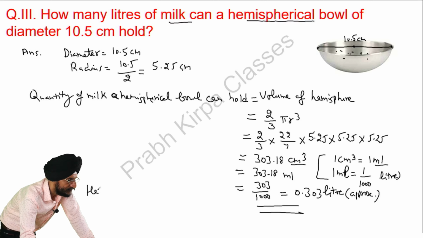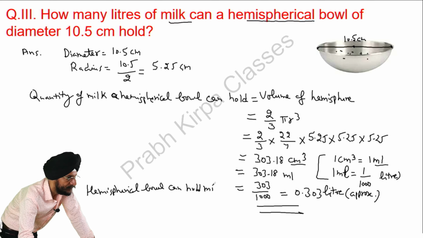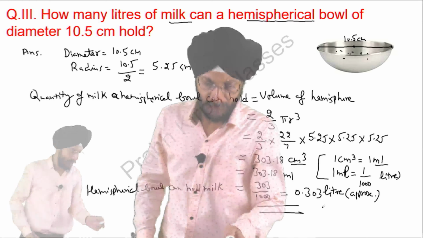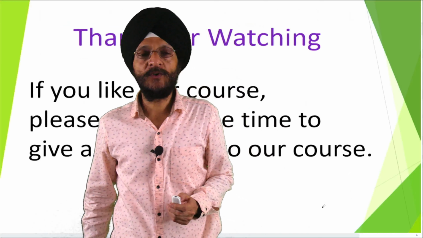Hemispherical bowl can hold milk equal to 0.303 liters approximately.